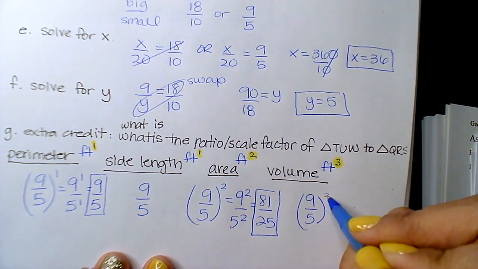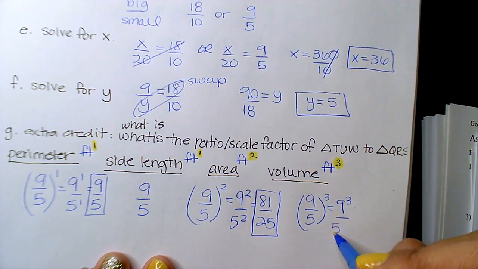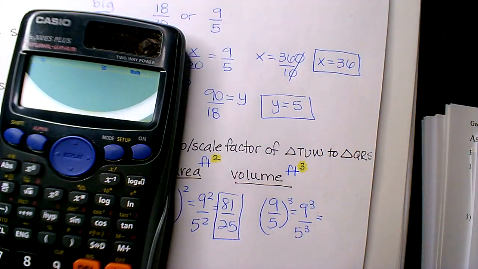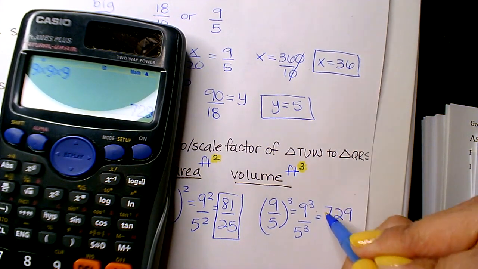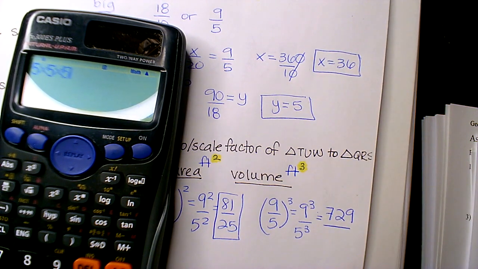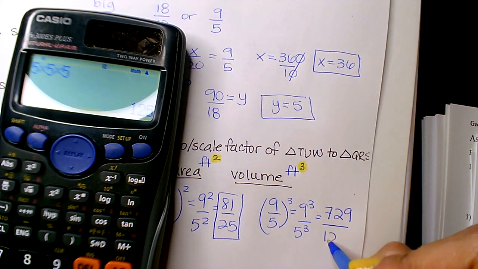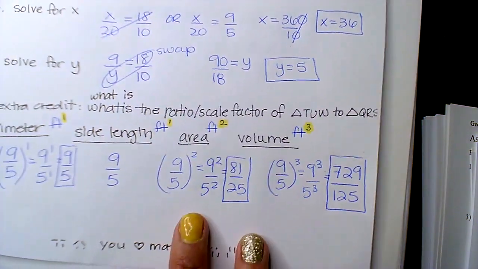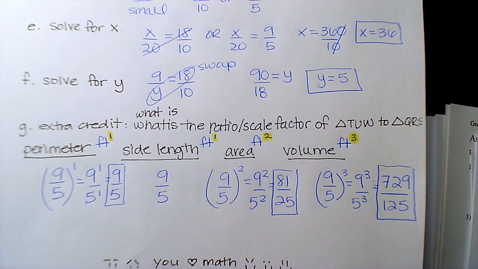And so now volume: 9/5 cubed. So 9 cubed over 5 cubed. What's 9 times 9 times 9? And then 5 cubed, you guys probably know this number already, 125. And so this is the scale factor. We'll use this, and I'll show you guys, it's not that complicated. We'll get problems that work with this. So that's kind of it.